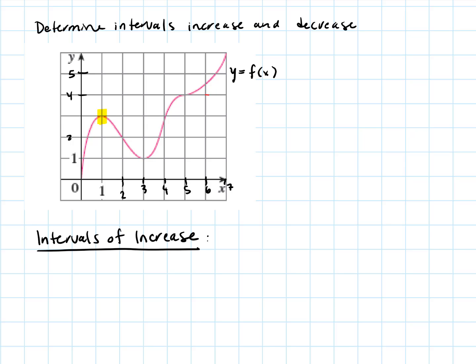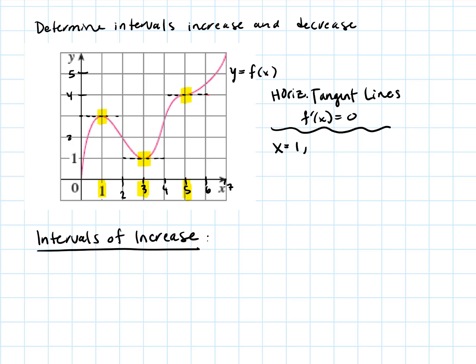Well, it's got a couple of key points, I notice, at 1, at 3, and at 5. At all of those points, notice that we have horizontal tangent lines, and a horizontal tangent line means that f prime of x equals 0, by the way. Notice that we have horizontal tangent lines when x equals 1, 3, and 5. So those are interesting points on the graph.